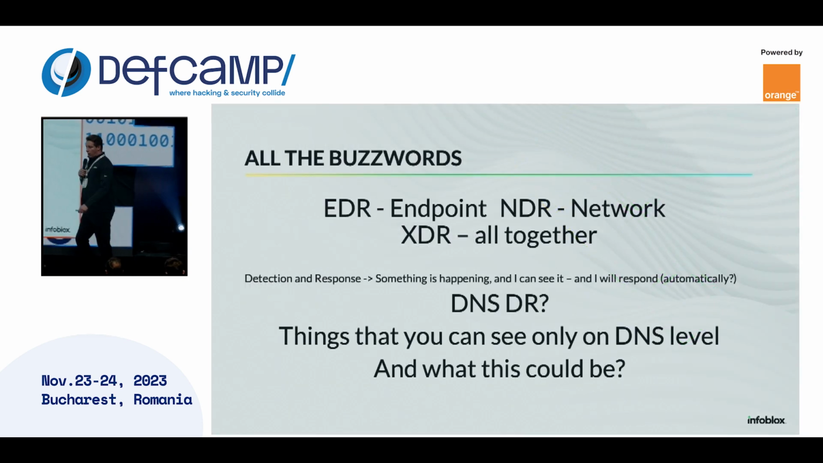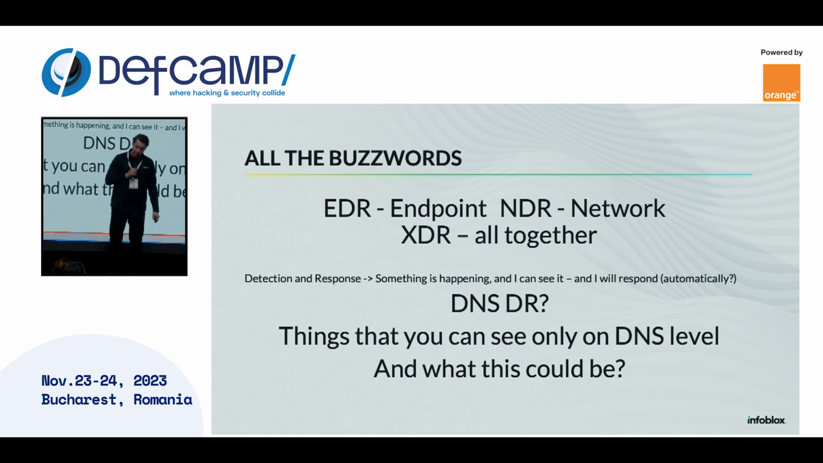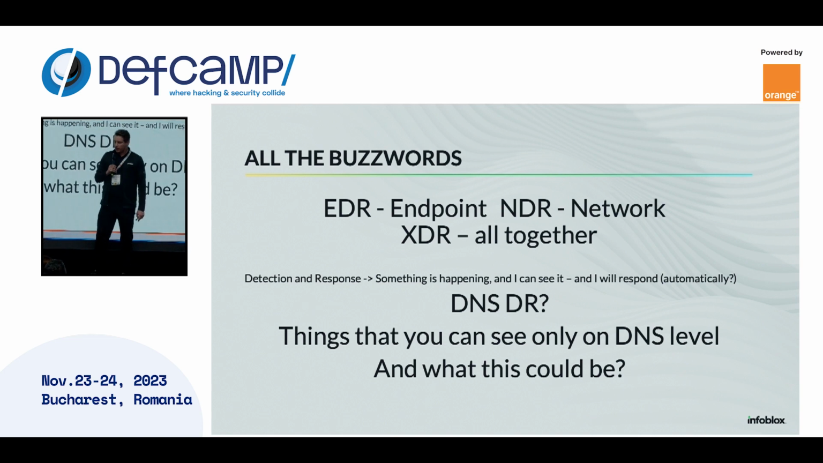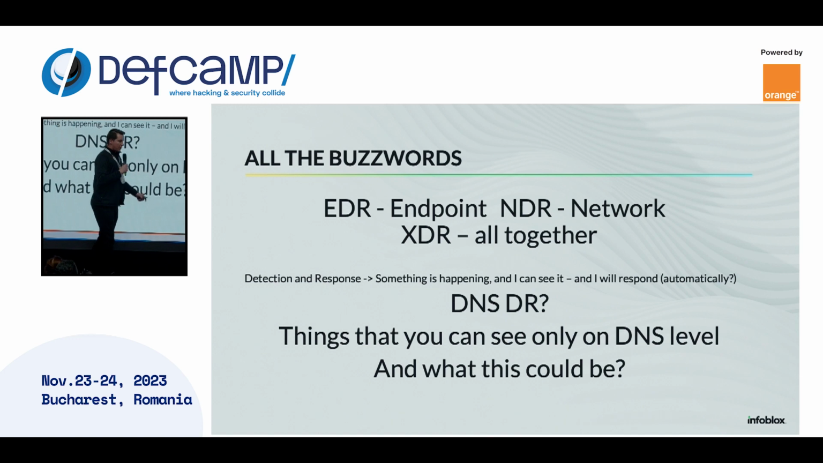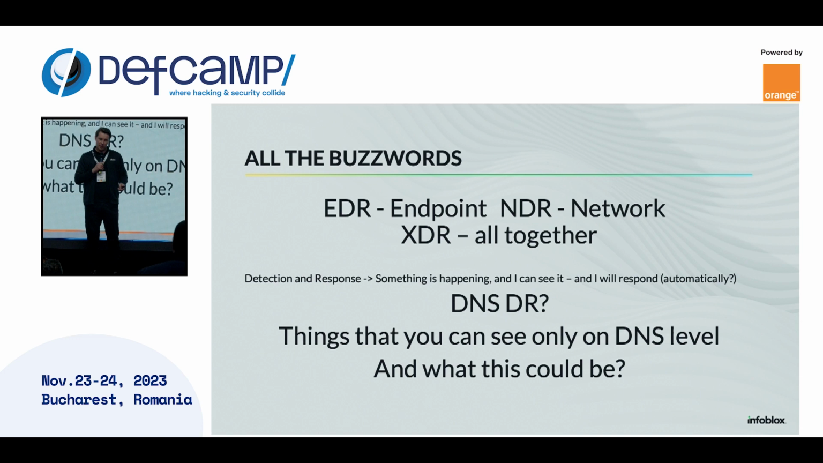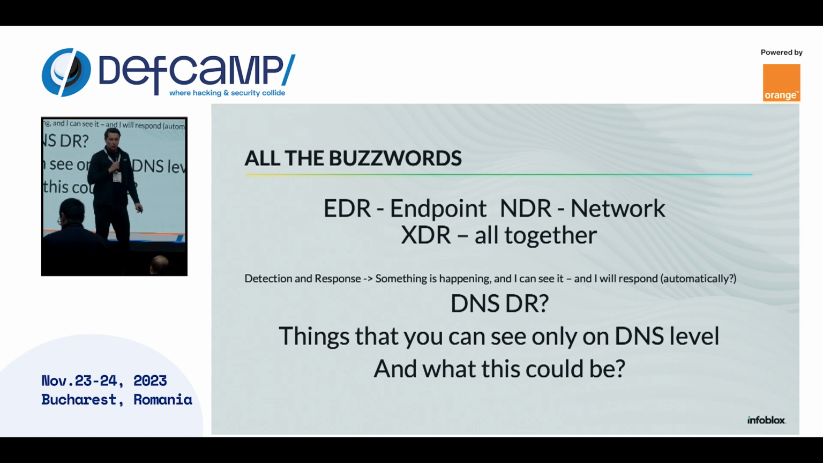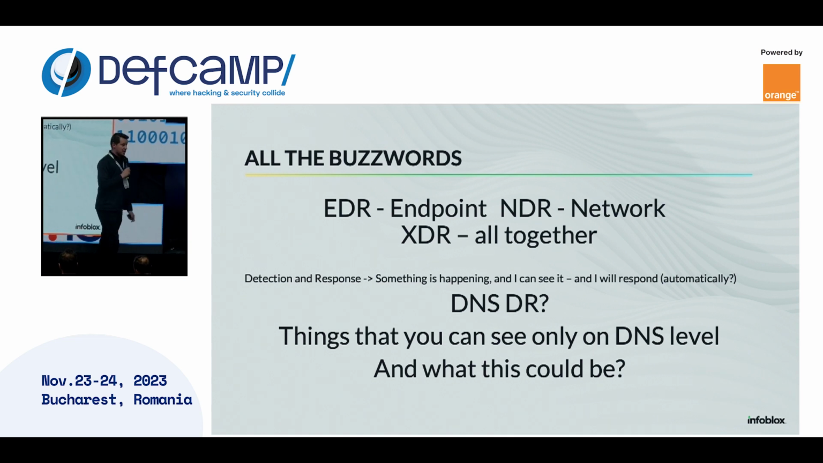All the buzzwords that you hear about: EDR, endpoint detection and response; NDR, network detection and response; XDR, whatever detection and response. So that's always detection and response, a little bit of a traditional approach. I see something bad happening, so I respond to that. The car is coming, I'll maybe go out of the road. So DNS DR is something similar, but obviously observing the DNS protocol. And with that, what can you actually see?